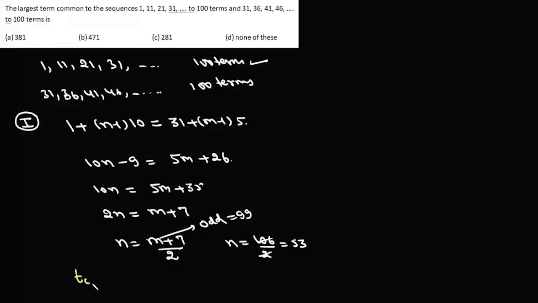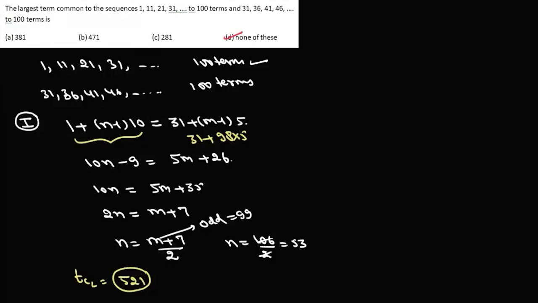So the largest term which is common to both the series will be 1 plus n minus 1 into 10. For it, we'll put n as 53. So it will be 53 minus 1, 52 into 10, 520, so it will be 521. We could have done it with m also. If we put m as 99 here, we can write this as 31 plus 98 into 5. Now this is 490 plus 31, which again is 521. And that is option D, none of these.